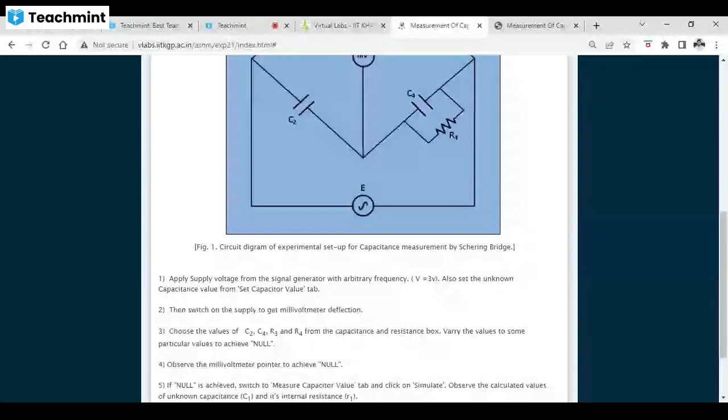We all see in the lab what the capacitance box is, and the ratio, zero zero, of capacitance and resistance.